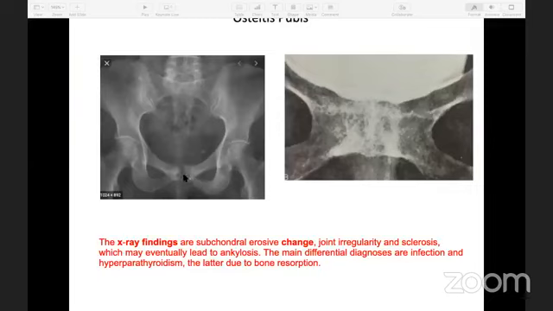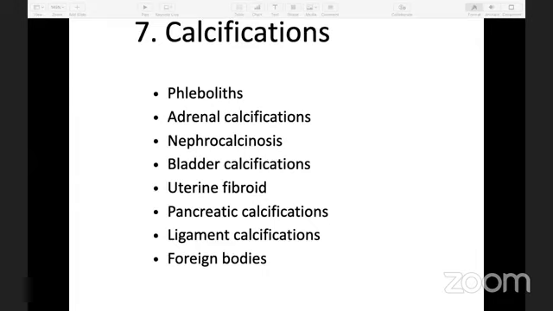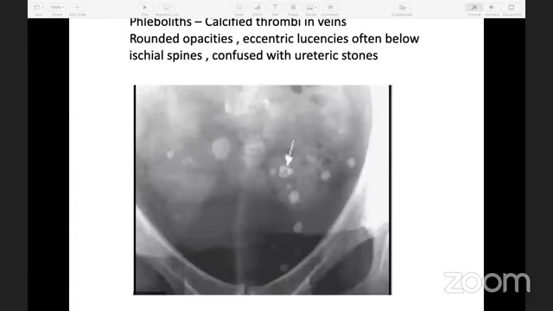The left side film shows subchondral erosion suggestive of osteitis pubis, and the right side film is after healing. Next point is calcifications. So we will discuss phleboliths, calcifications involving various organs and foreign bodies in these areas. Phleboliths are calcified thrombi in veins, rounded opacities with central lucencies and often confused with ureteric calculi.